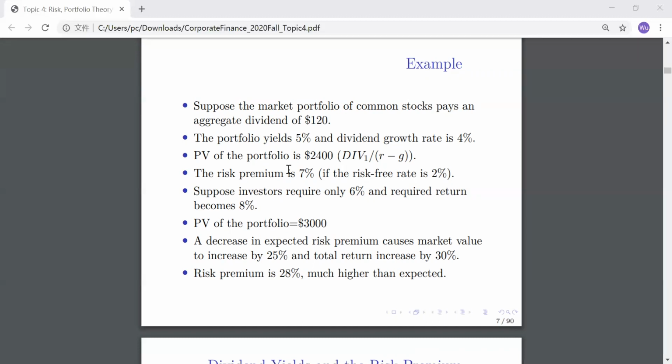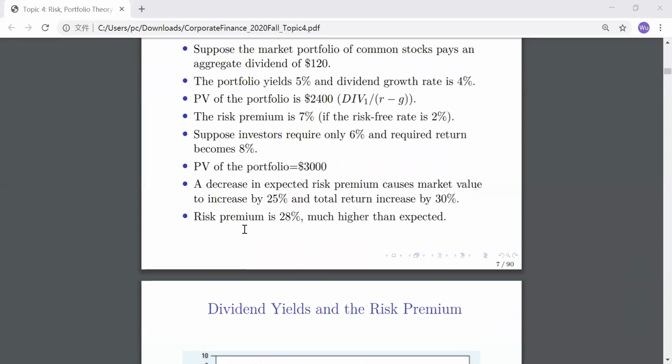Now suppose we adjust investors' expected risk premium down from 7% to 6%. Correspondingly, the required return goes from 9% to 8%. Now the present value of the portfolio is 3,000. In that case, a decrease in the expected risk premium causes market value to increase by 25%, which is 2,400 to 3,000, and the total return increased by 30%. So the difference is this 5%, which is the dividend yield that the investors now have for the future.